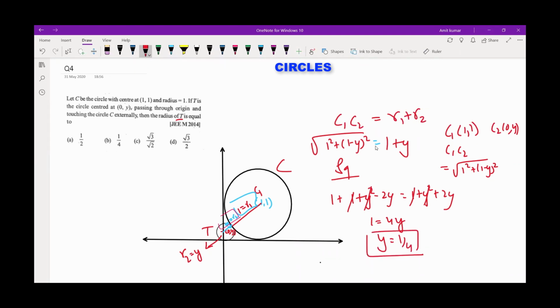This y is the radius. So the radius of the smaller circle T is 1 by 4, and my correct option is option B. Now next question.